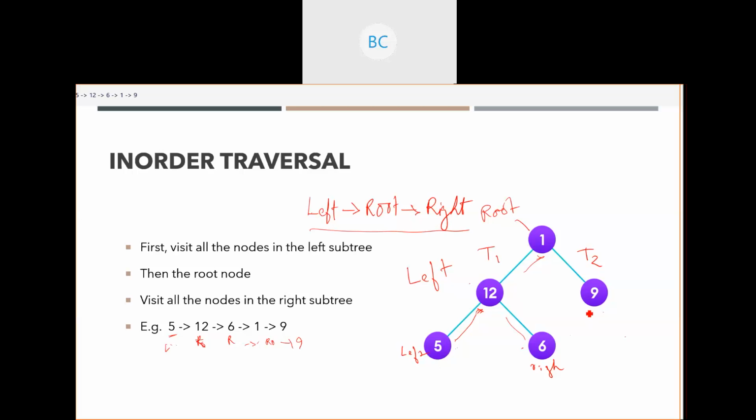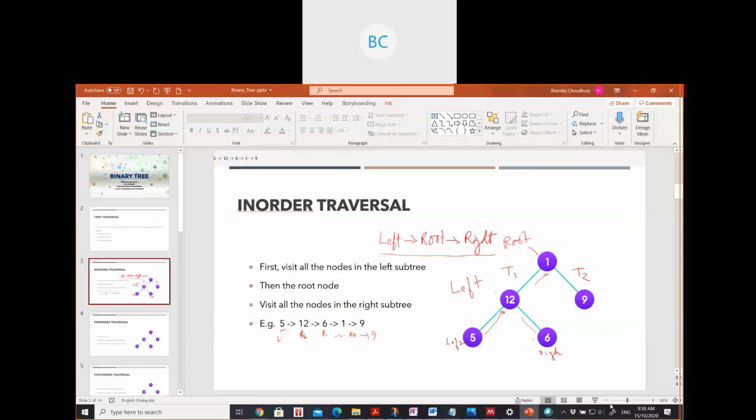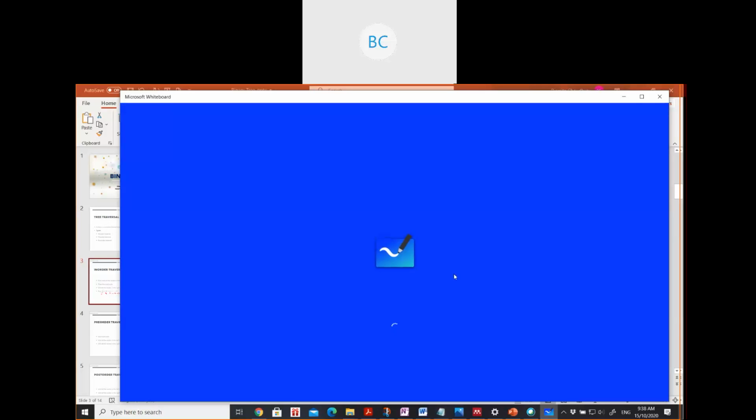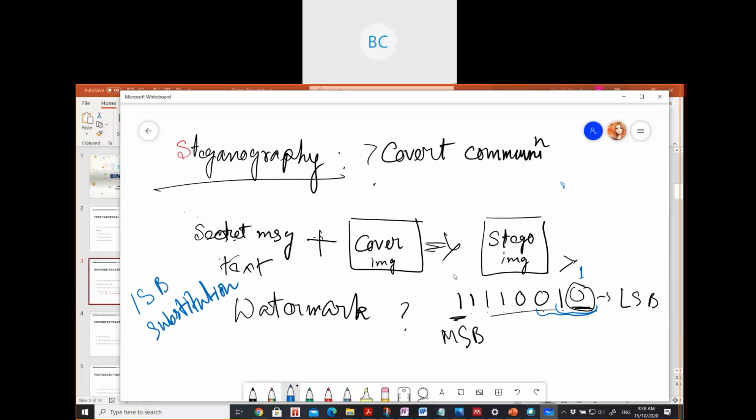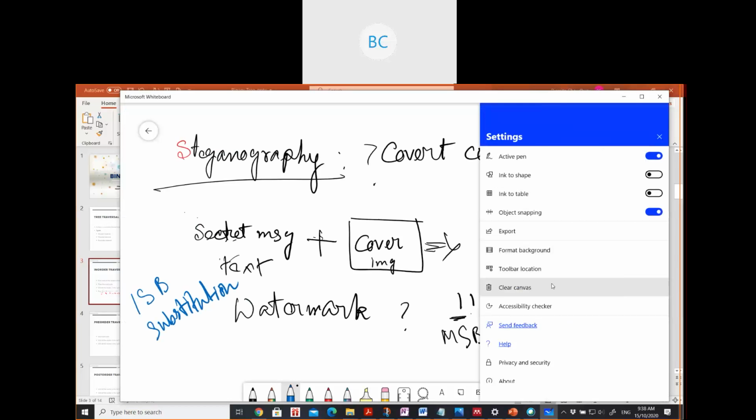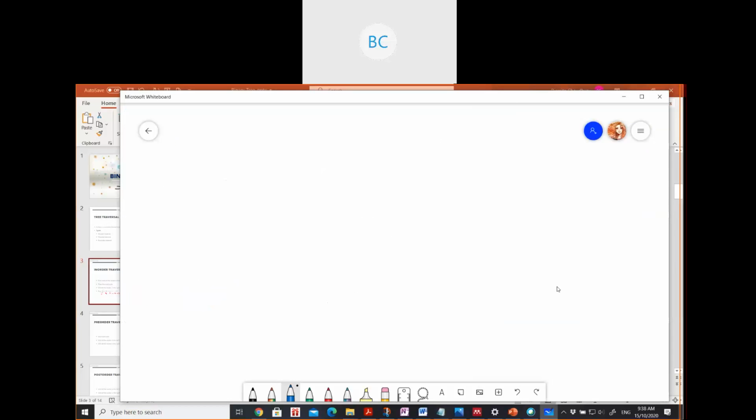Is it clear? Tular said yes. Yes. Okay, if clear, then tell me what will be the in-order traversal here.